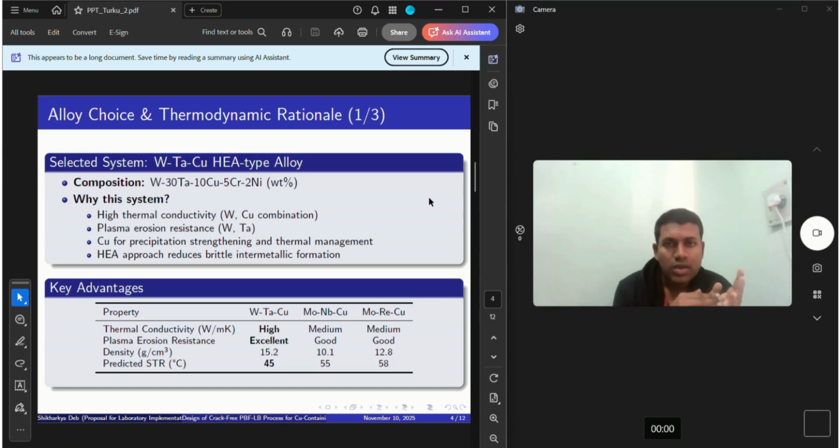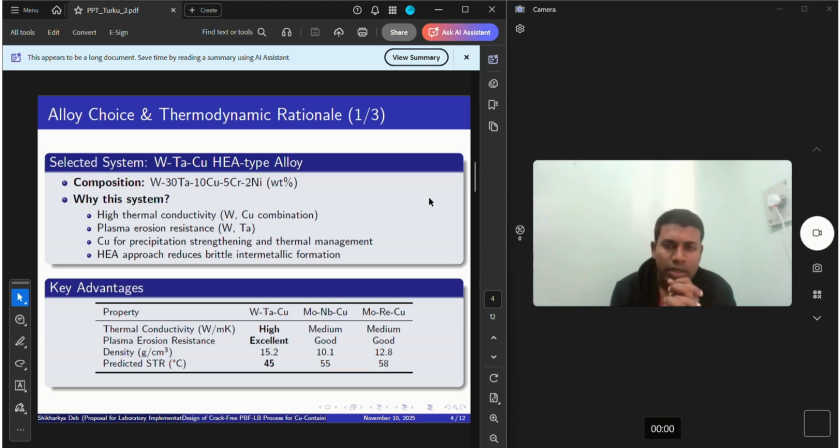Then come chromium and nickel, which form the process aids. These elements provide oxidation resistance and help control the solidification behavior. Nickel in particular can promote austenite formation during solidification, which then transforms to martensite during cooling, providing additional strengthening mechanisms.